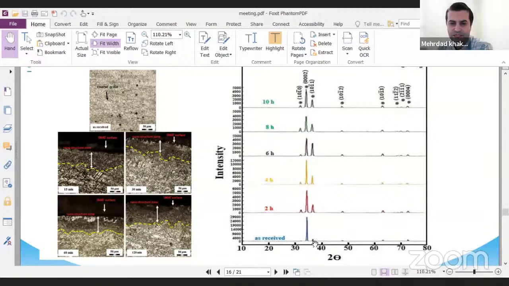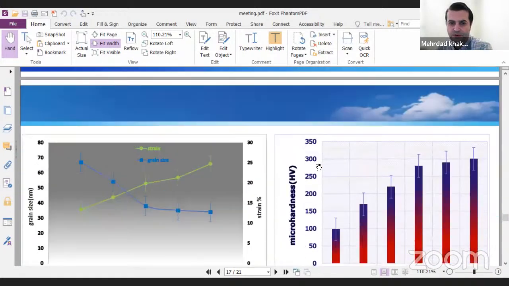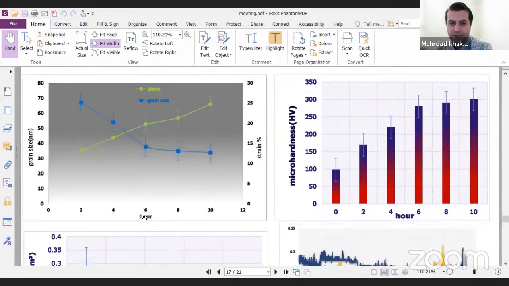We use the XRD pattern for measuring the grain size, and we saw that by increasing the milling time, the grain size of the surface of the magnesium decreased. So finally, we found that by increasing the milling time on the sample, the grain size reached from 70 nanometer to 30 nanometer.